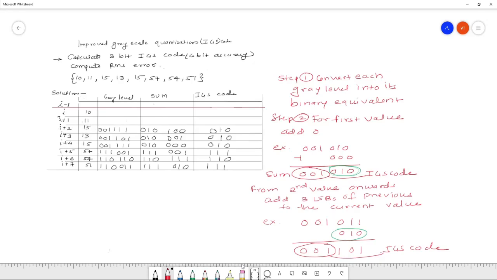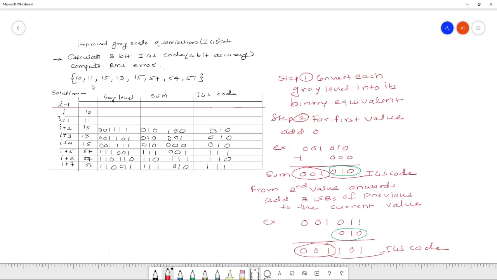Today we'll see how to apply IGS, that is improved grayscale quantization, on a data set. We have to find out the IGS code. The problem is to calculate the 3-bit IGS code, and the accuracy required is 6-bit, given in the problem itself, and we have to also calculate the RMS error. The data set has how many gradable values? 1, 2, 3, 4, 5, 6, 7, 8. So total are 8 gradable values. We have to find out 8 codes. So the solution we'll see.